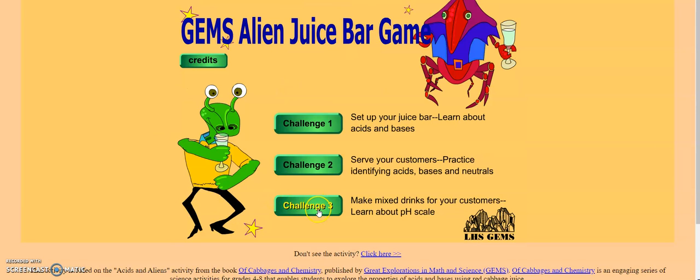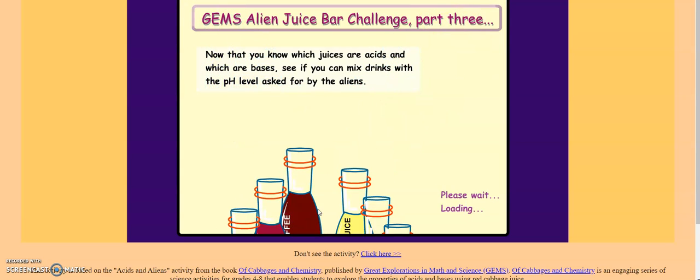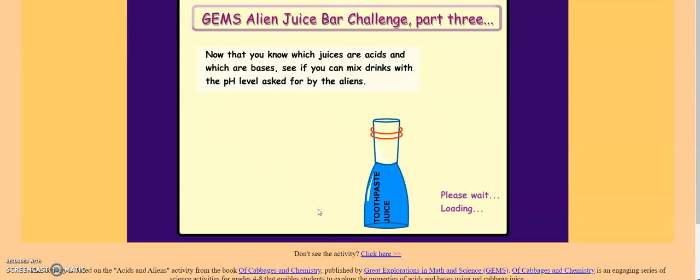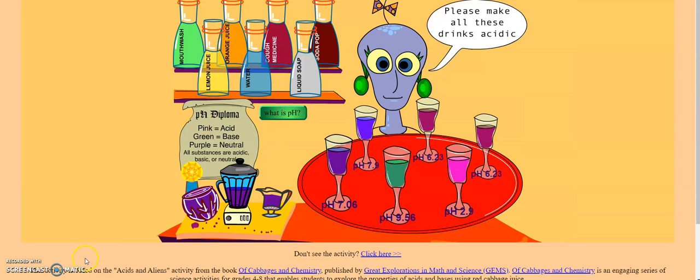To the third challenge. We're going to make mixed drinks for the customers and talk about the pH scale, which you explored some yesterday. This says, now that you know which juices are acids and bases, see if you can mix drinks with the pH level asked for by the aliens. So the alien waitress we see here says, please make all the drinks acidic. I poured some cabbage juice into each of these glasses to see what their pH level was.